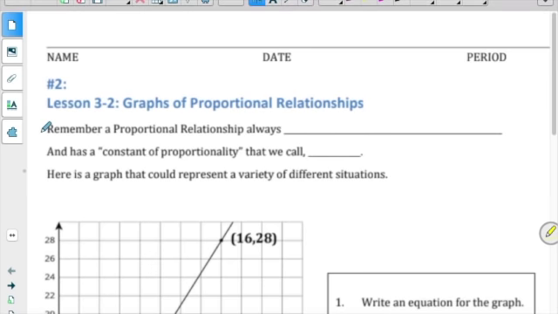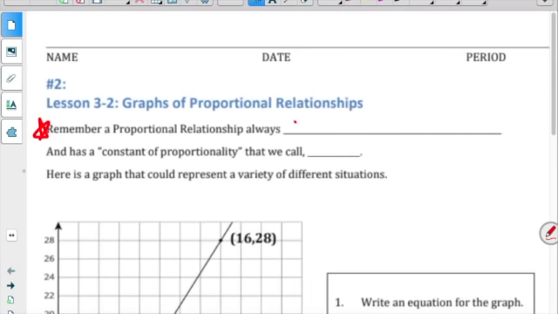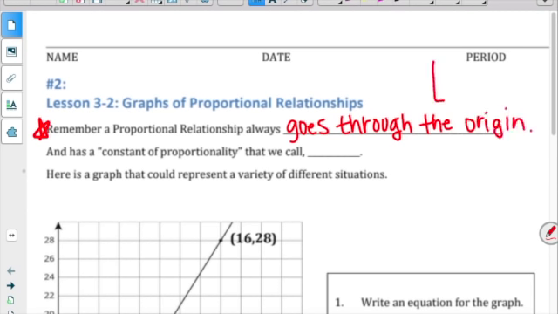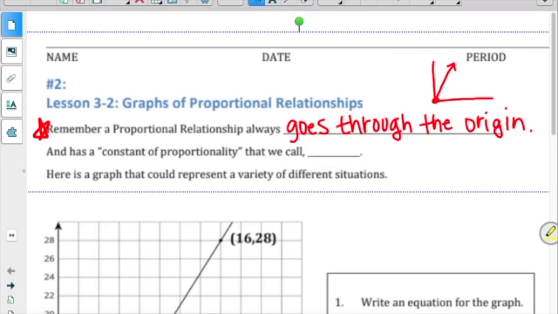Remember, a proportional relationship always goes through the origin. If you didn't know that, please make sure that you remember that. Goes through the origin. So you're going to write that down. And the origin is this corner of our graph. So every line that is proportional would go through that point. It also has a constant of proportionality, which we call the letter K.